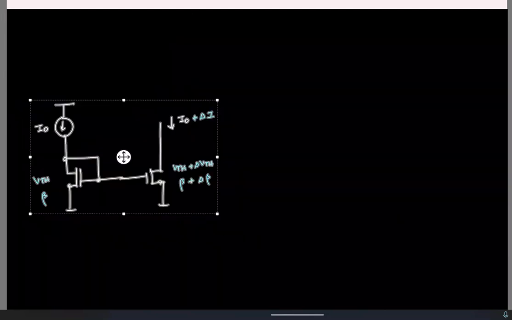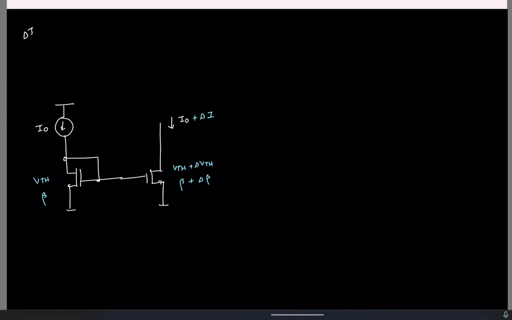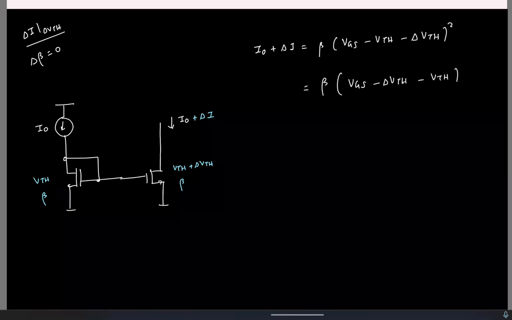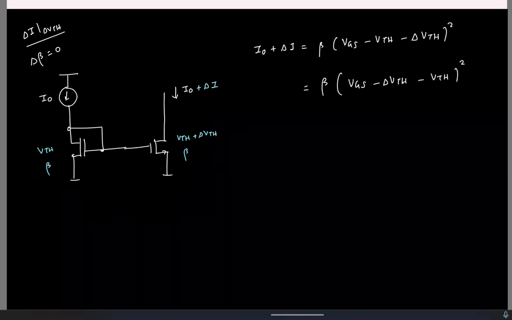Let's find the change in the current due to threshold voltage mismatch. So here I'll assume that there is no mismatch in beta. So now I naught plus delta I is beta times (VGS minus VTH minus delta VTH) square. So I'll slightly rewrite this. I'll rewrite it like this: (VGS minus delta VTH minus VTH) square. Okay. So the reason why I'm writing it like this is because of the following reason. Now I can assume that this is my new VGS, VGS prime, and the threshold voltage is VTH.